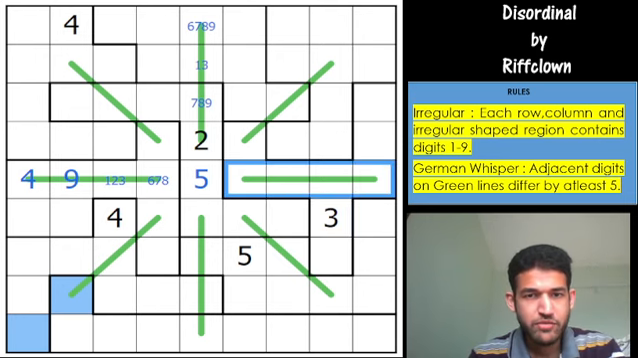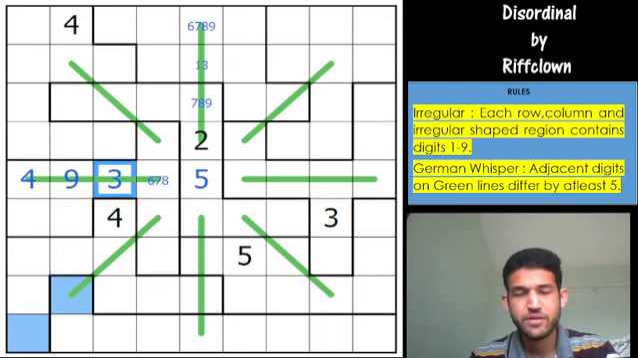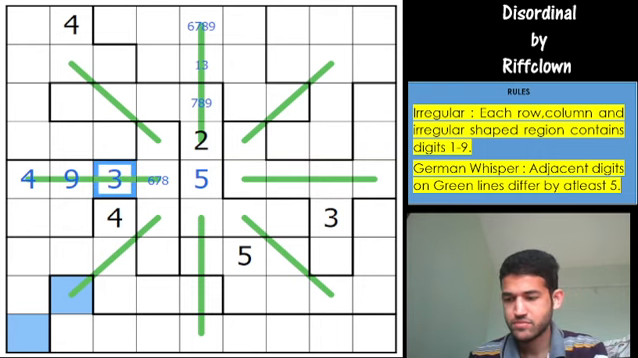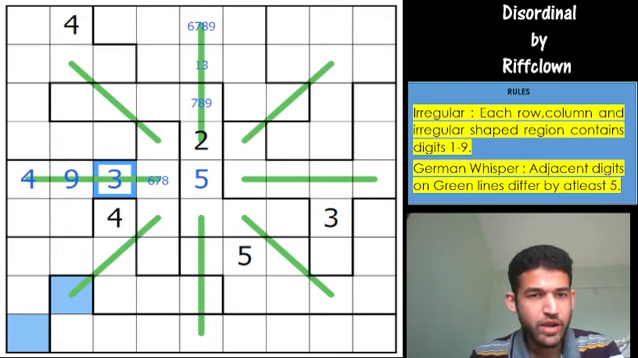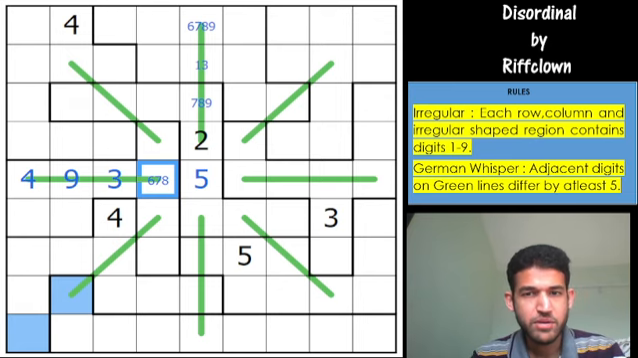So 3 is also given for a specific reason, right? That gives the 3 in here. Okay, and in order to have a difference of at least 5, you can't have 6 and 7 here because that would violate the German whisper part. So that becomes 8.